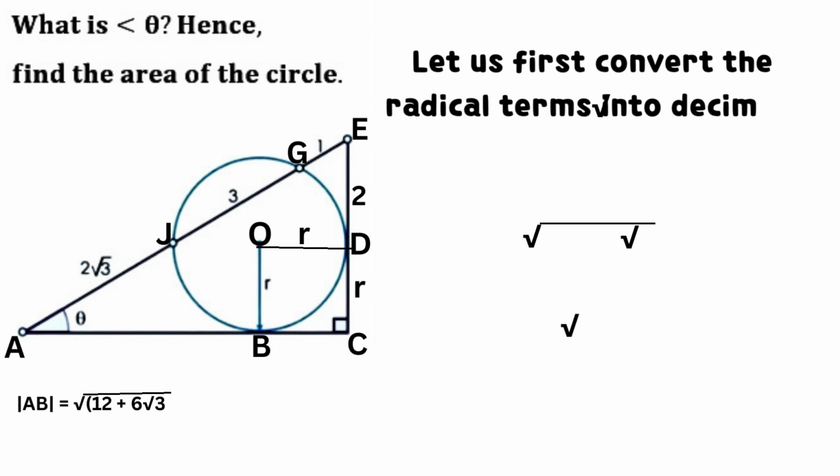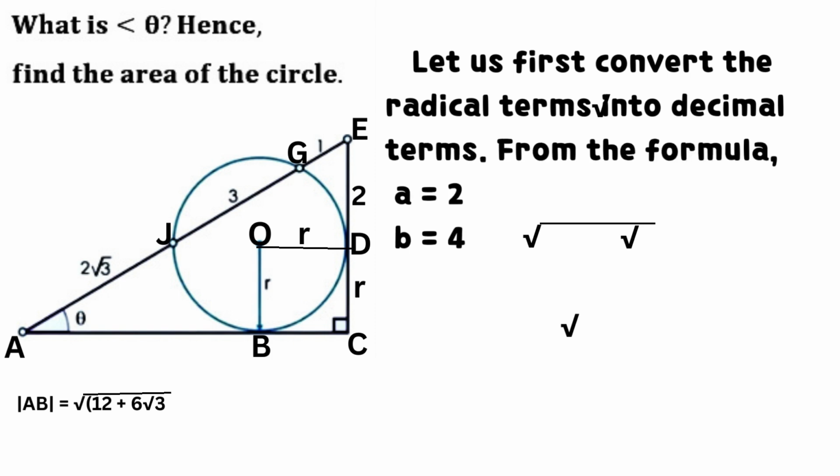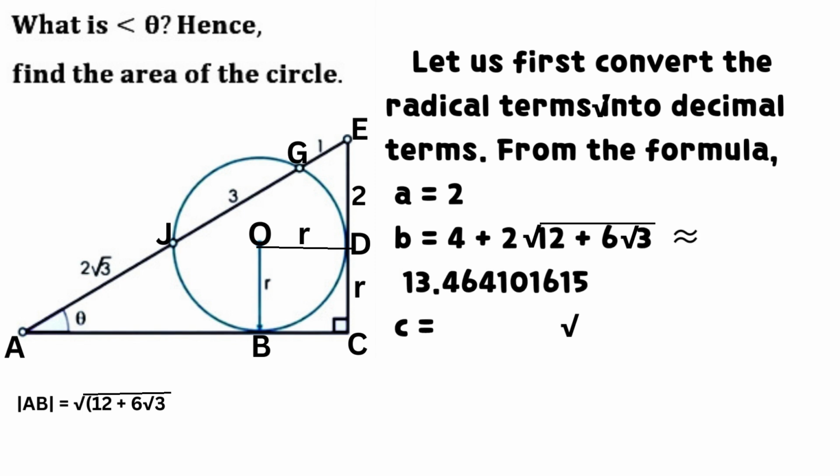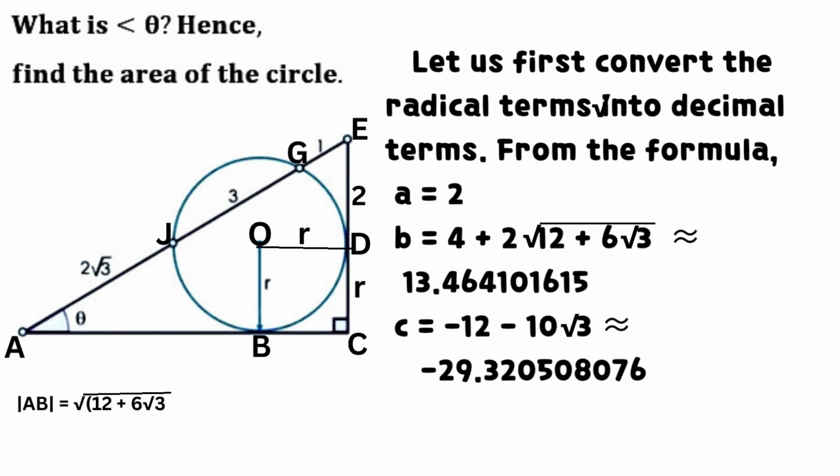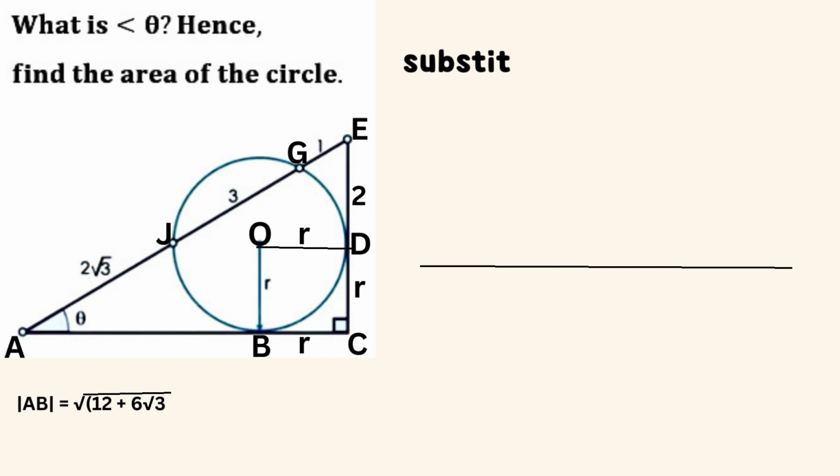Let us first convert the radical terms into decimal terms. From the formula, a equals 2. B equals the sum of 4 and 2 times the square root of 12 plus 6 times the square root of 3, which is approximately equal to 13.4641011615. And C equals negative 12 minus 10 times the square root of 3, which is approximately equal to negative 29.320508076.